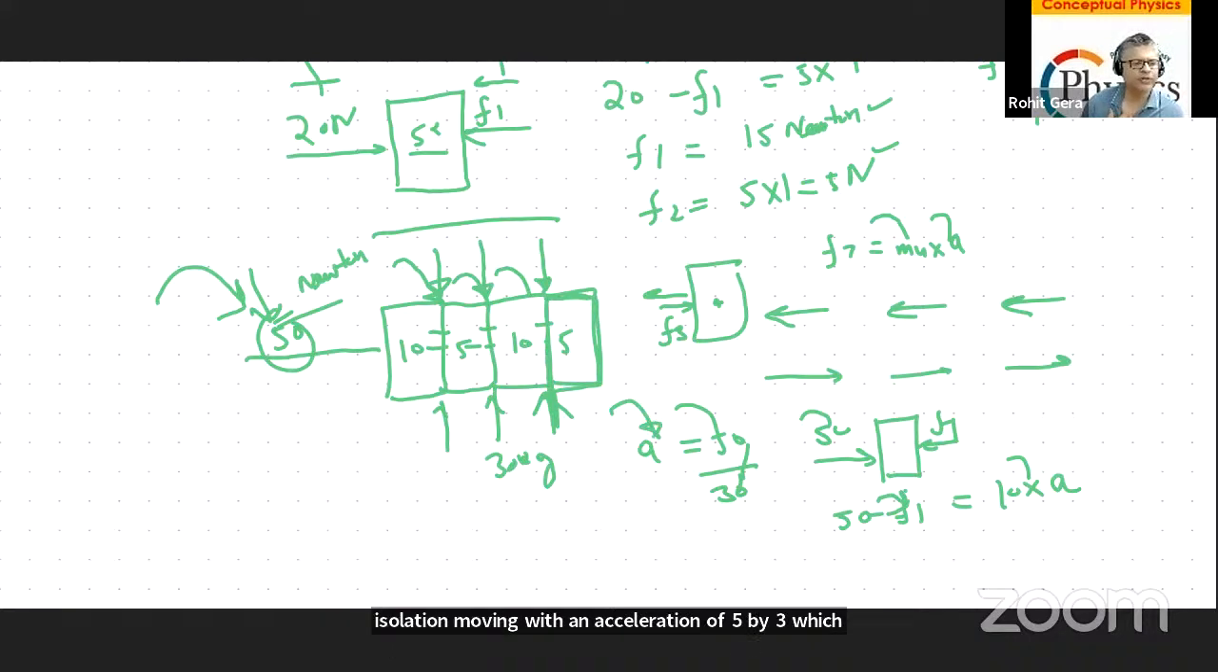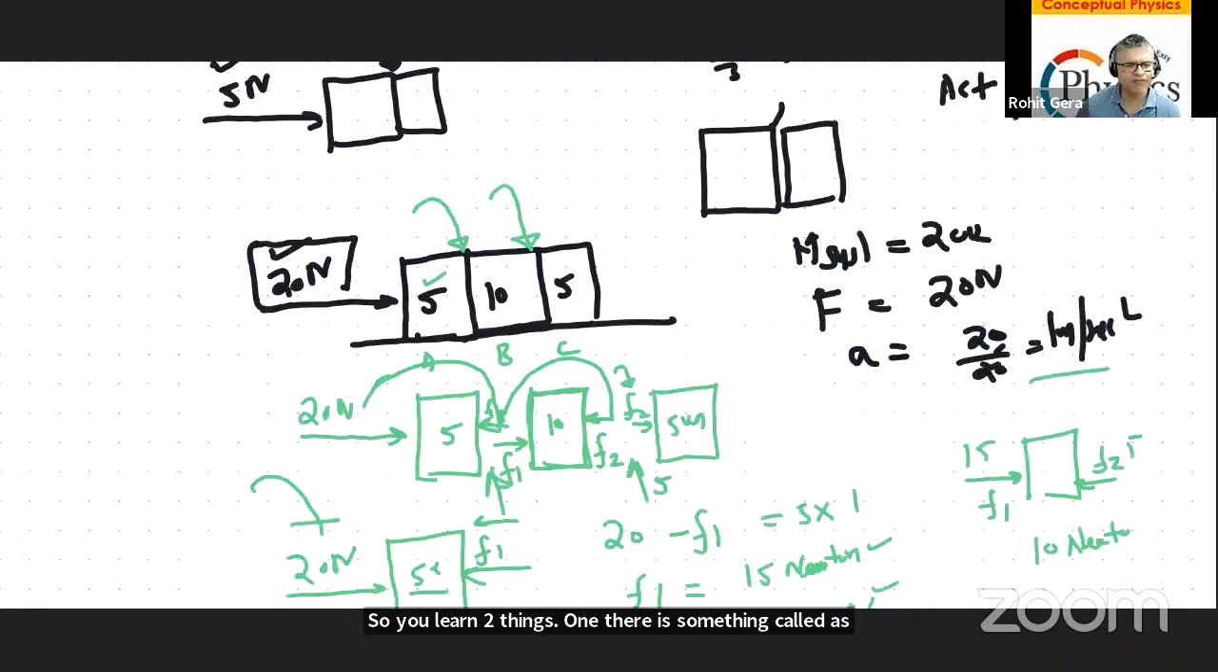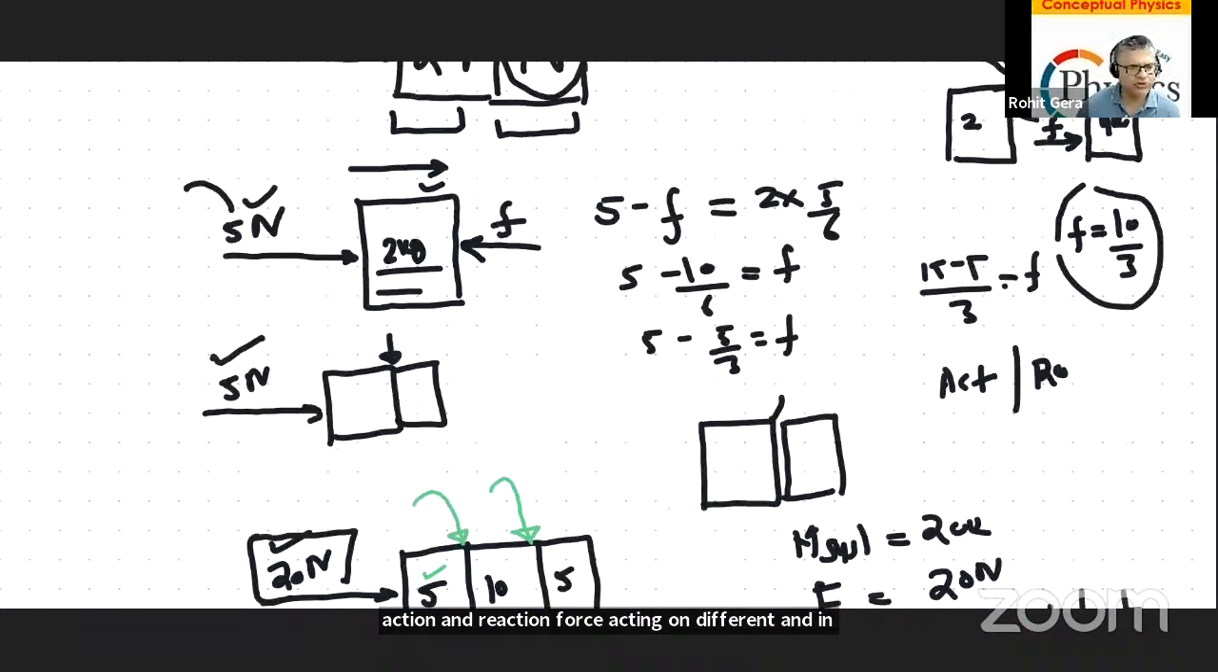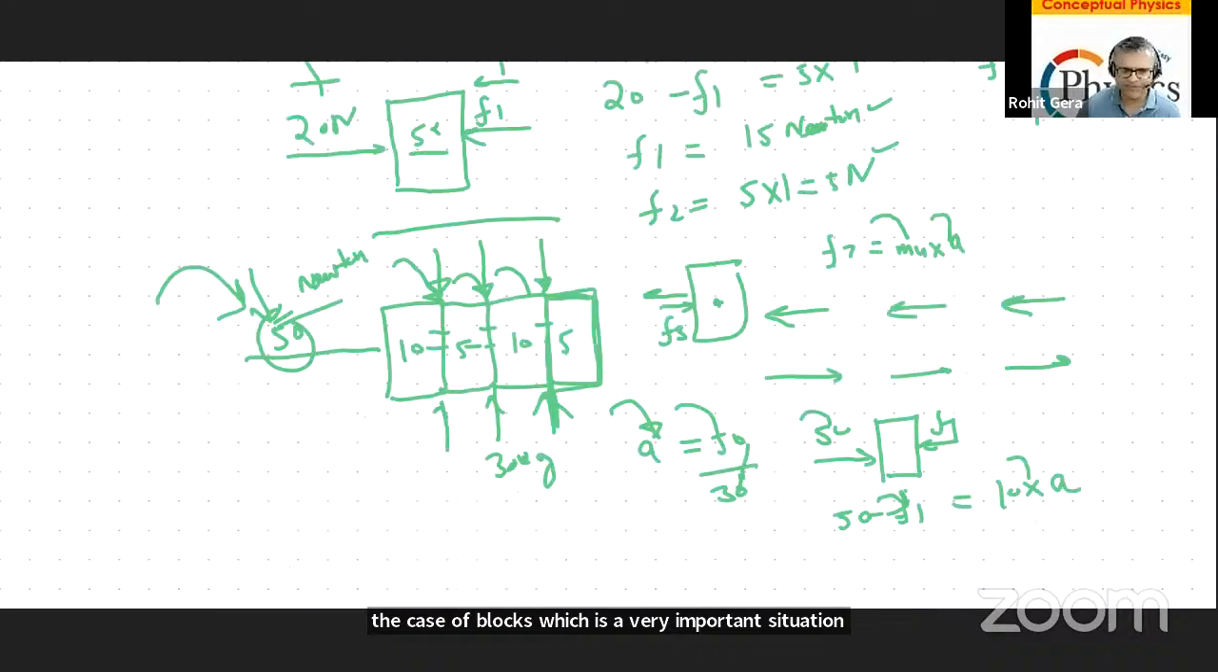So you learn two things. One, there is something called action and reaction force acting on different blocks, which is a very important situation to learn. This was a situation where the force is getting transmitted through the help of action and reaction pairs. Transmission point, transmission point, transmission point. The sum of all these forces has to be 50 Newtons. So when you apply 50 Newtons, a part will be taken away here, a part will appear here, and a part will appear here. The sum is going to be 50 Newtons.